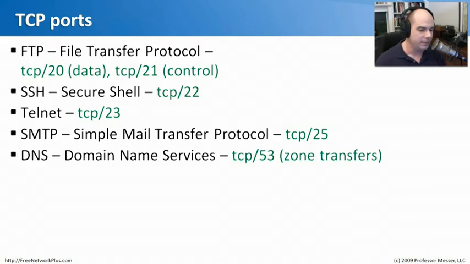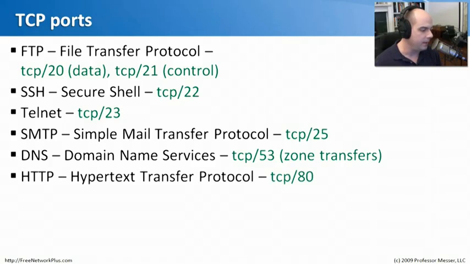TCP port 53 is used for DNS, Domain Name Services. And this TCP port is used for zone transfers. So DNS normally uses UDP when we're simply querying things, but if you're ever in a situation where you're transferring the entire zone of information, you'll see that it is using TCP port 53 to make that happen.